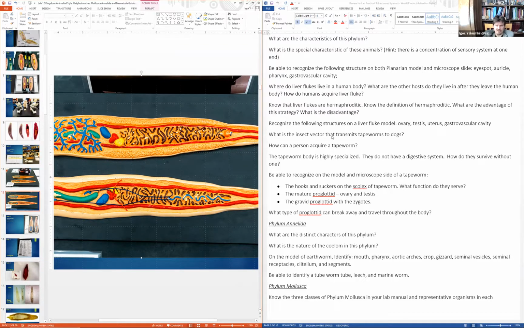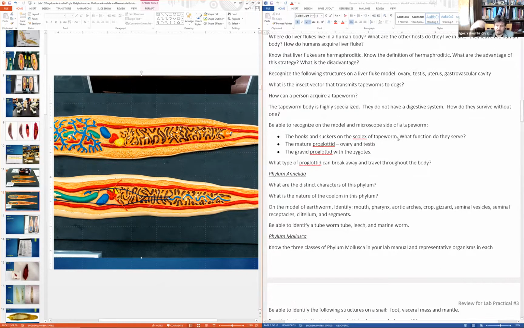Okay. What is the insect vector which transmits tapeworm to dogs? I think in your lab it's talking about the fleas, right? The dog chews down on the flea and it gets into the digestive system. How can a person acquire the tapeworm? Well, chew on the same flea.